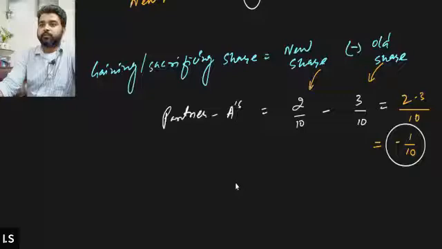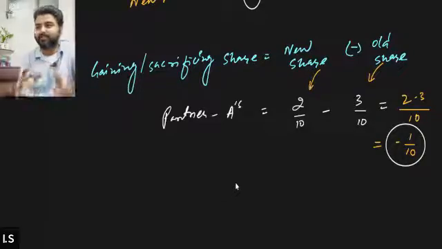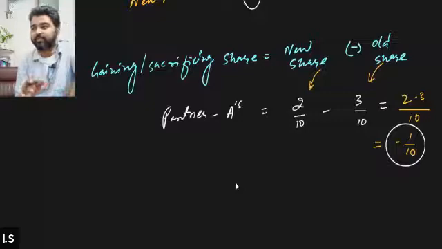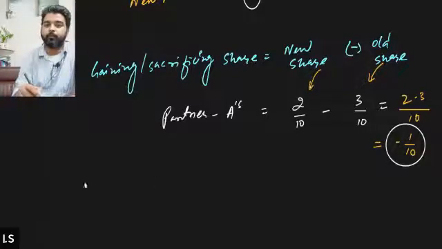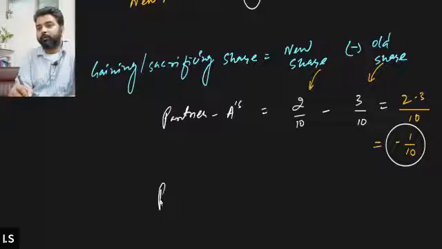All right, so I hope this is clear to all of you. In order to find out the gaining or sacrifice, we need to subtract the old share out of the new share. You can also do vice versa, subtracting the new share from the old share. In that case, if we are getting a negative balance, that will indicate the gain of the partner. But this time, since we have subtracted the old share out of the new share, we are getting a negative balance that clearly indicates the sacrifice of partner A because of the change in the profit sharing ratio.